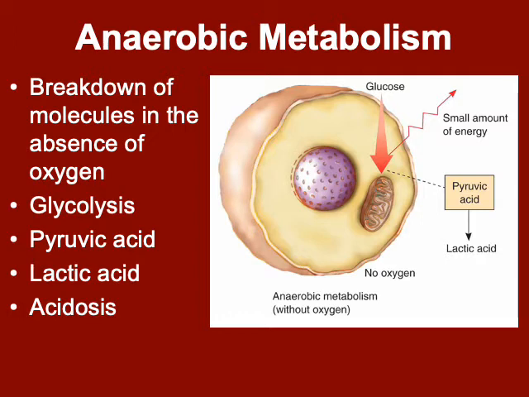And because the pyruvic acid never gets converted, as in a normal cellular function, it turns then into lactic acid, which is highly acidic. And remember, high acid states, people who become acidotic, cells don't function very well in these states. So what happens is the channels don't open, the ions don't transfer effectively, and eventually the cell dies.